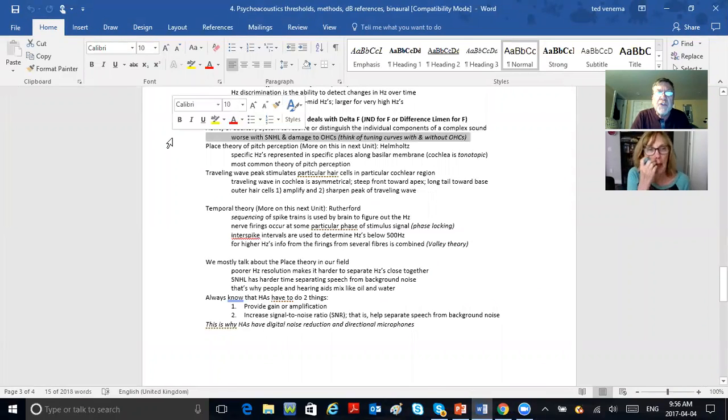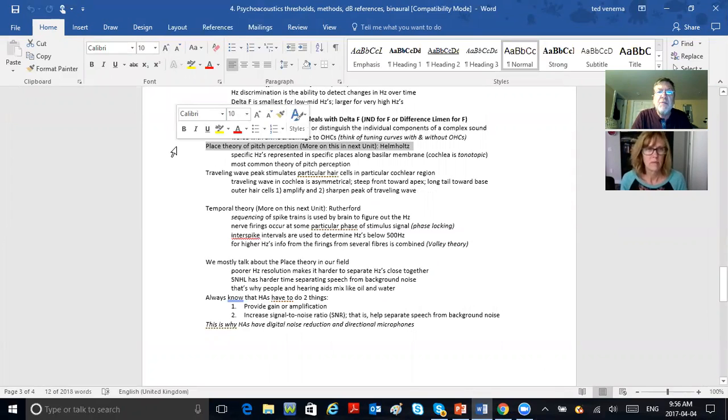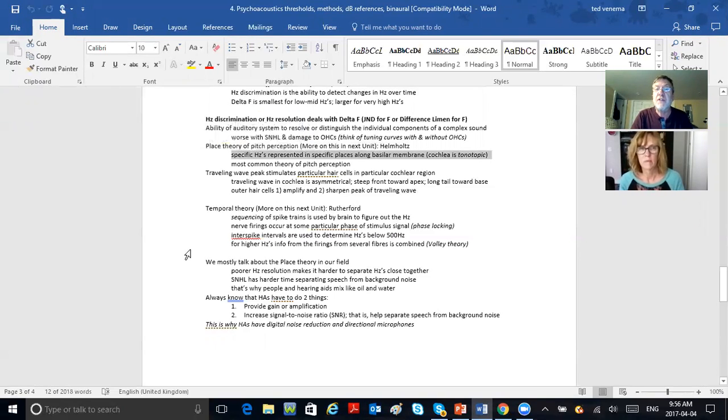Okay, worse with sensory neural loss and damage to outer hair cells. Place theory of pitch perception. More on this in the next unit. Don't worry about it. In English, it just means specific frequencies are represented in specific places in the cochlea. The cochlea is tonotopic, just like keys on a piano. With hearing loss and outer hair cell damage, the keys just got bigger. No longer are they little fingers anymore. Now they're fatter. The frequency resolution has gone down.